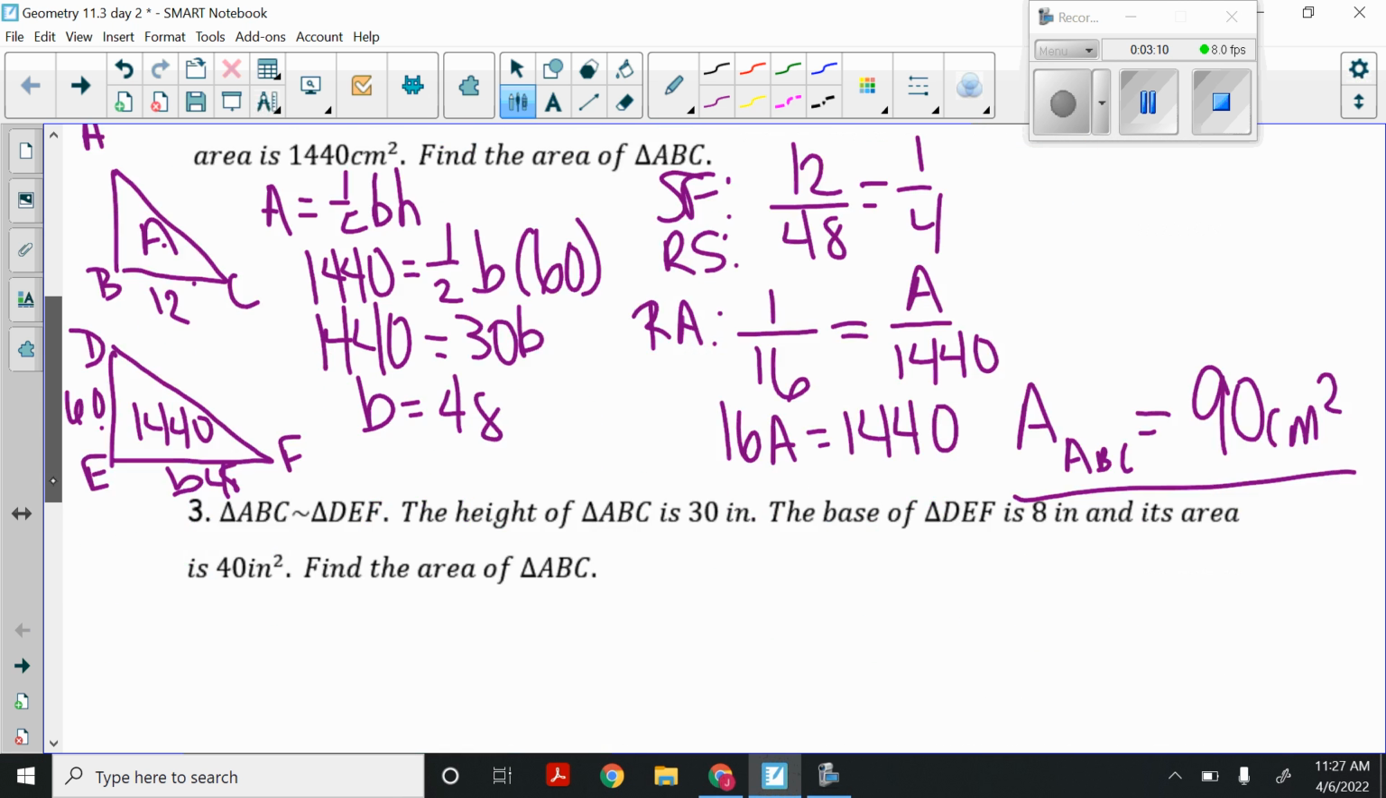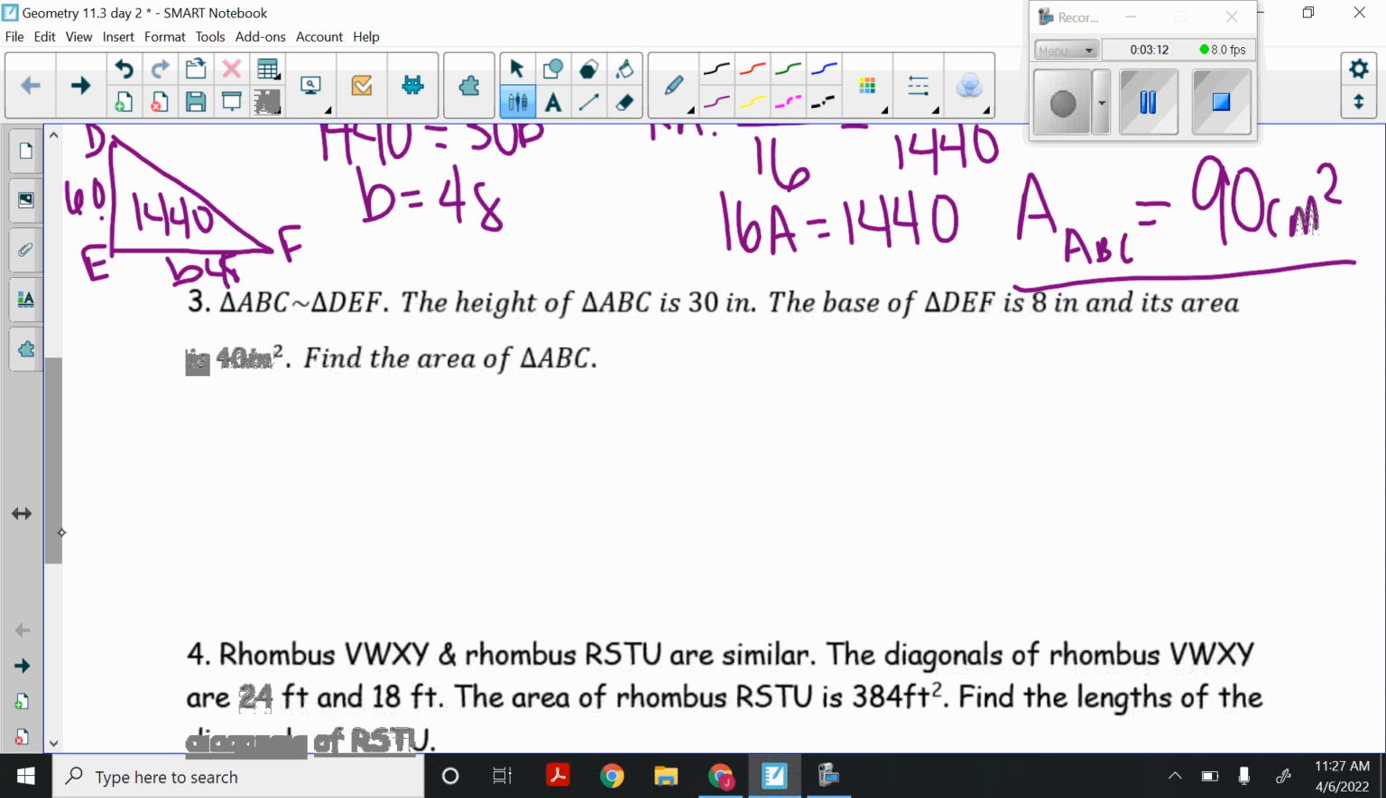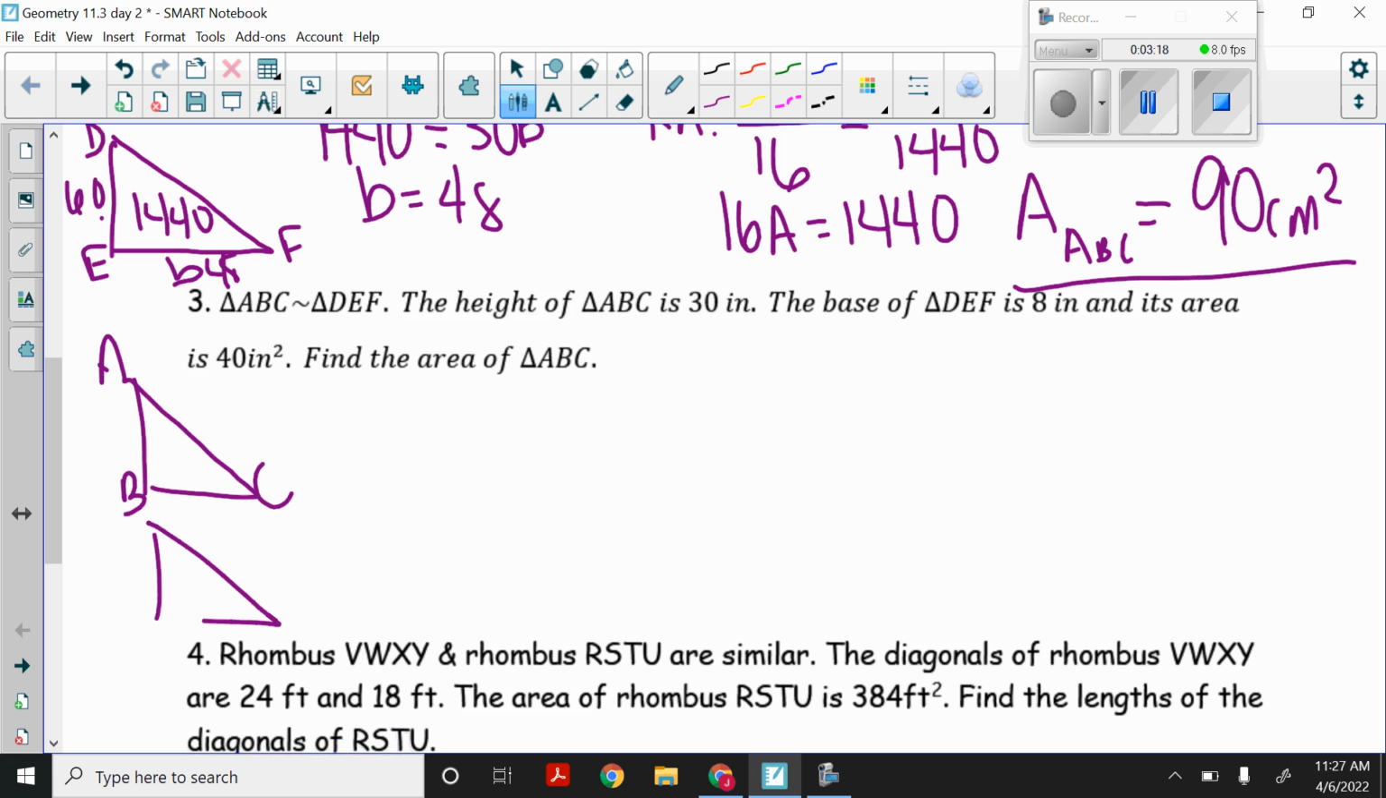Let's try another one. Number 3, triangle ABC is similar to triangle DEF. Again, if it helps, draw them out. The height of ABC is 30 inches. The base of DEF is 8 inches. Its area is 40 square inches. Find the area of triangle ABC.